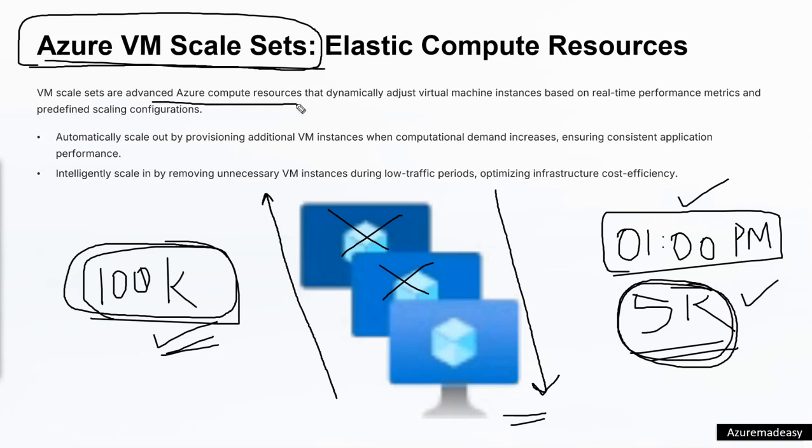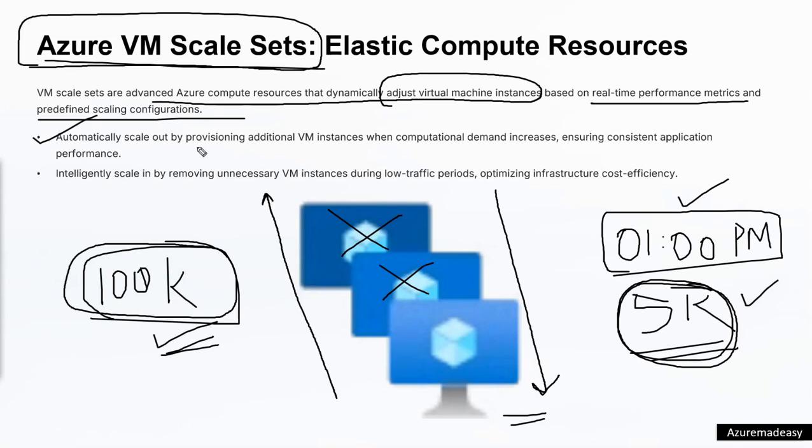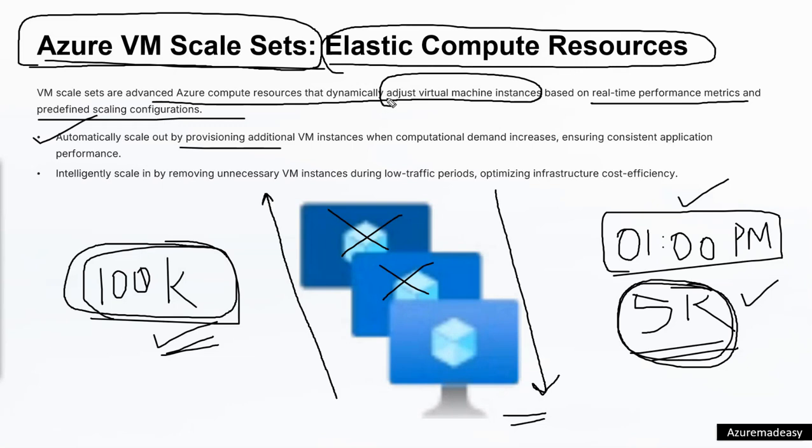So VMSS are advanced compute resources that dynamically adjust the virtual machine instances based upon real-time performance metrics. It will automatically scale out or scale in based upon the scenario we have in this VM scale set. And that is called elastic compute resources. Elasticity is a feature of cloud computing. You remember we discussed cloud benefits. So elasticity means scale up, scale down based upon the usage.